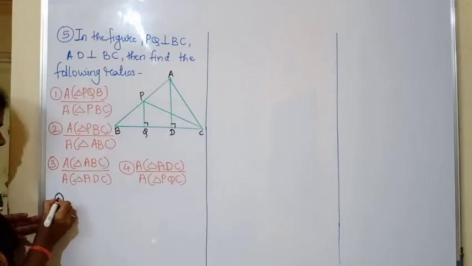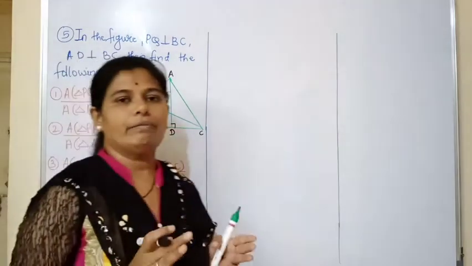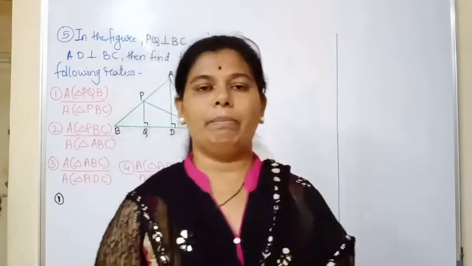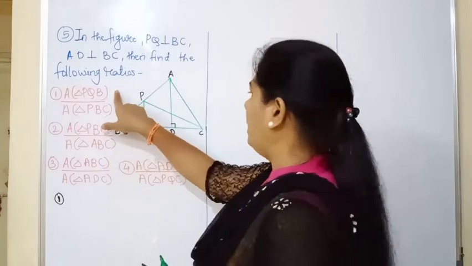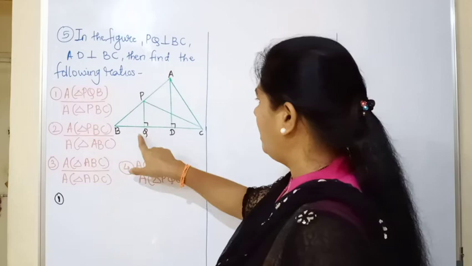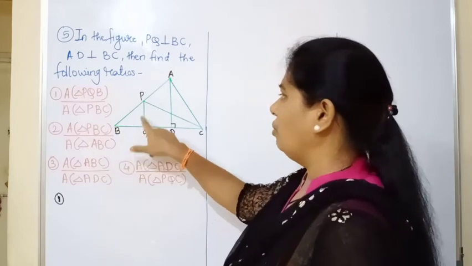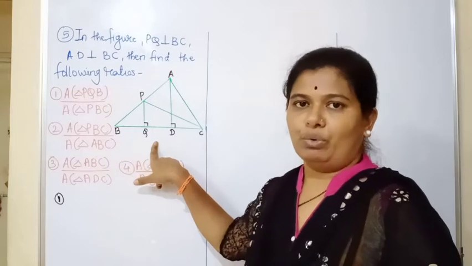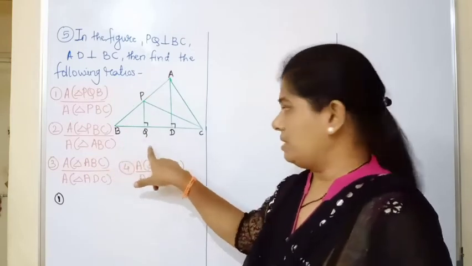Okay. So we will write it as number 1. See now, as I told you, we should be able to identify the base and height of the given triangles. If we see the triangle PQB, now what is the base here? Base is BQ and the height is PQ. So the height of the triangle PQB is PQ and the base is BQ.